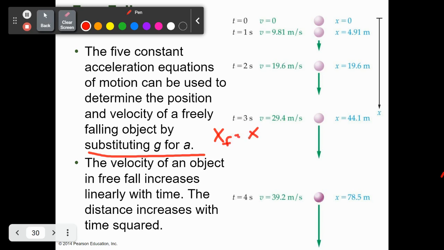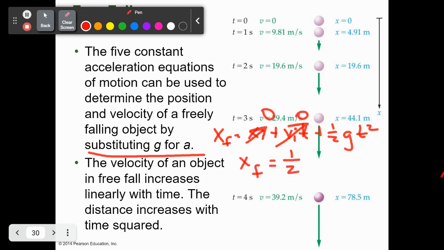x final equals x initial plus v initial t plus 1/2 g t squared. G just means a, acceleration. So that's going to fall out to 0. Its initial position, of course, is going to be 0. So its final position is just dependent on gravity, how long it stays in the air.